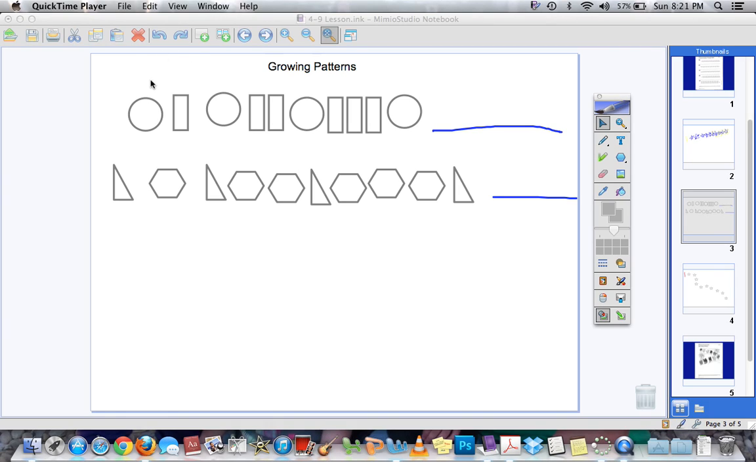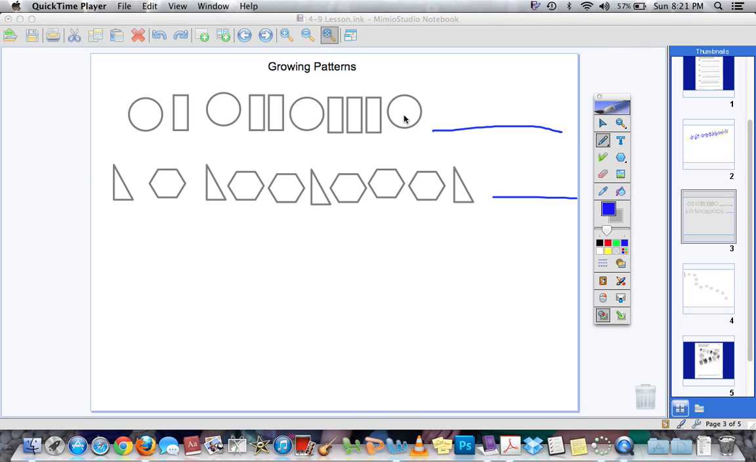Today we are going to talk about growing patterns. Now, this shouldn't be too tricky, so I think we'll just go right through it. But you're going to see a pattern just like this: circle, rectangle, circle, rectangle, rectangle, circle, rectangle, rectangle, rectangle, circle.